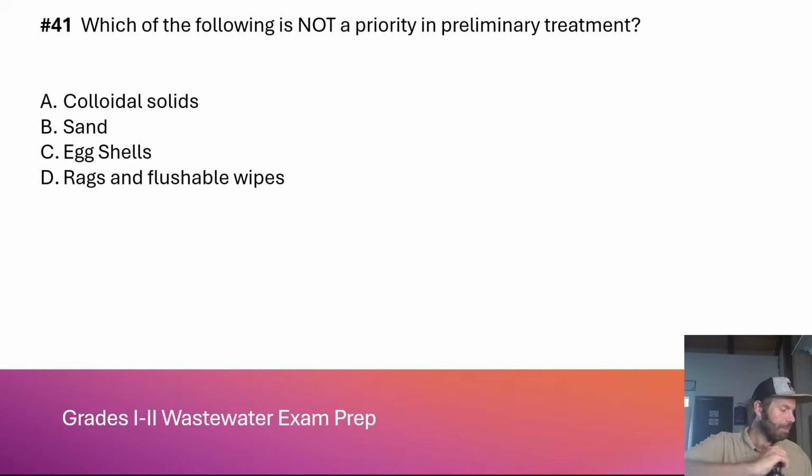And the answer here is A, colloidal solids. Those are dealt with in secondary treatment. Those are really small particles that are in suspension but are not dissolved. Very, very small. You will not deal with those in preliminary. Preliminary is grit removal and screening, so we screen out the rags and flushable wipes. We let the sand and eggshells and stuff settle in a grit chamber.